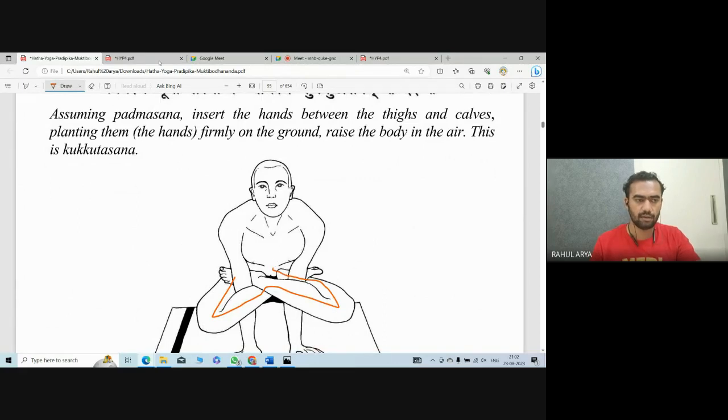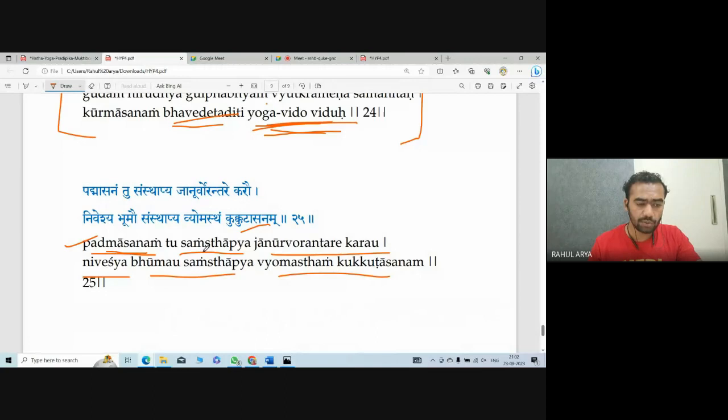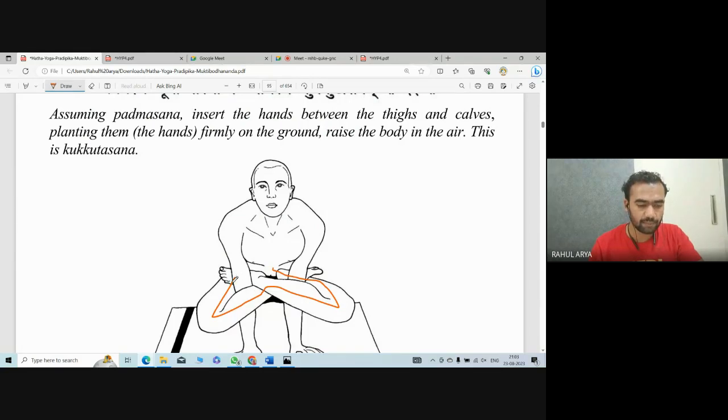After that, Padmasanam tu sansthapya, first sit in Padmasana. Then Janurvorantare karau. Janu means knee, antare means inside. Janurantare means in between the thigh and calf muscle. Karau means hands. We have to put our hands in between the thighs and calf muscles. Here you can see the right thigh, right calf muscle, and the right hand in between. And here the left thigh, left calf muscle, and the left hand in between them.